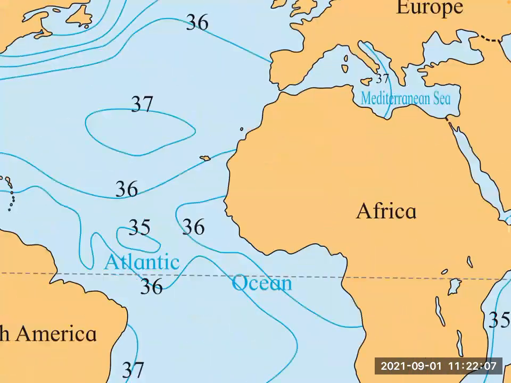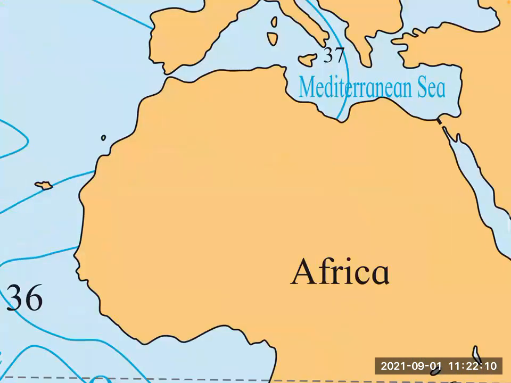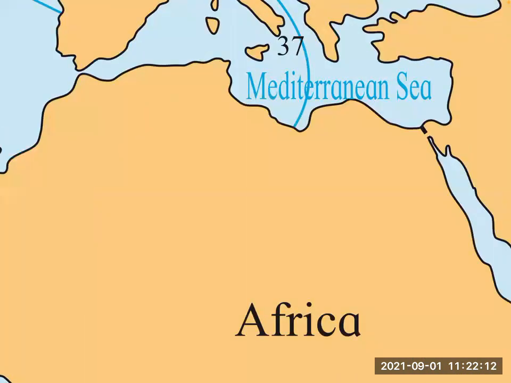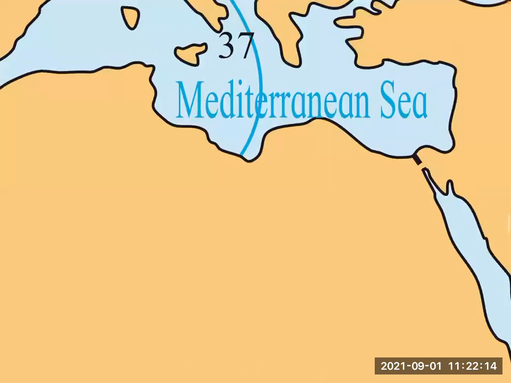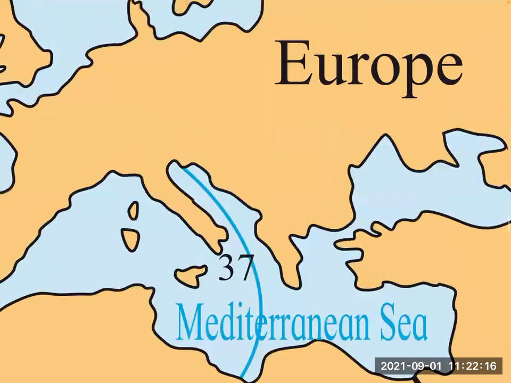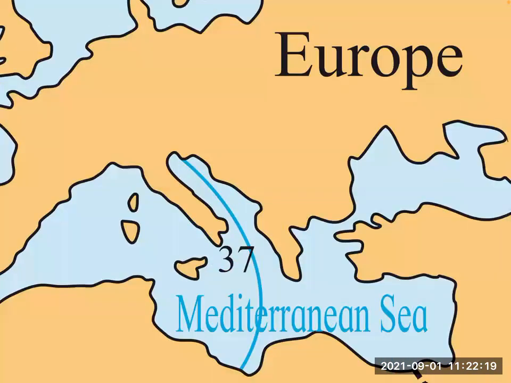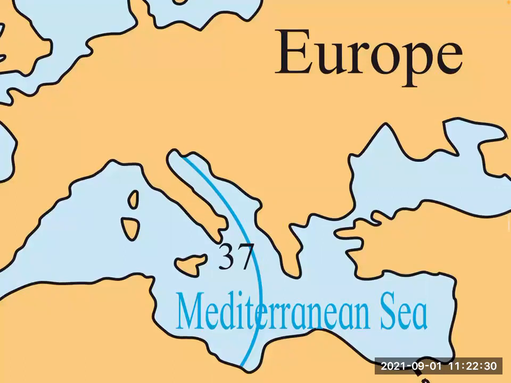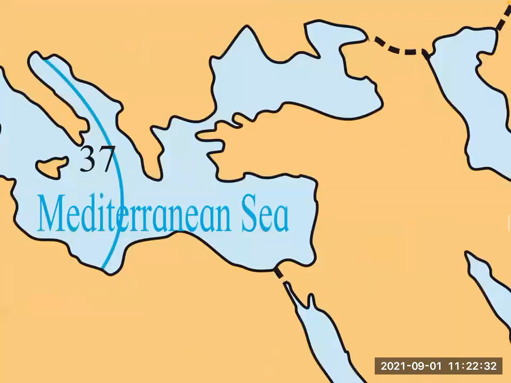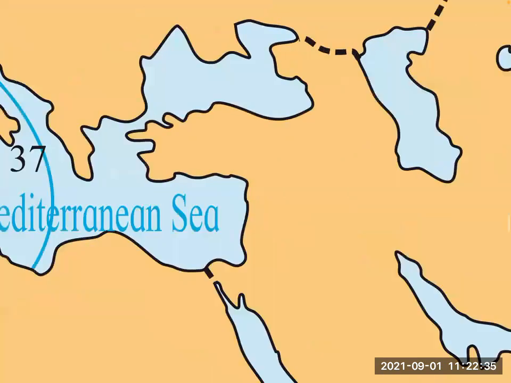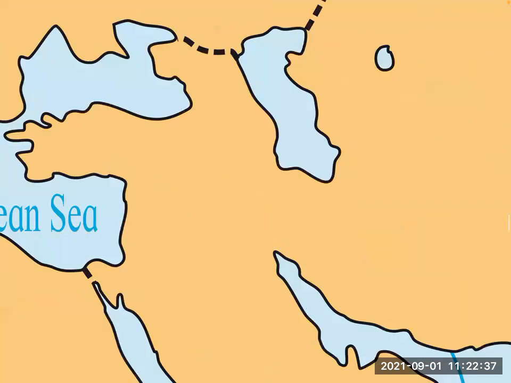Then you see the Mediterranean Sea. It is 37 in the Mediterranean Sea because it is what? A landlocked sea. On all four sides, it is surrounded by land mass. The temperature is automatically very high. There is no freshwater supply because the surrounding areas are very close to the Arabian desert, even the Red Sea also.